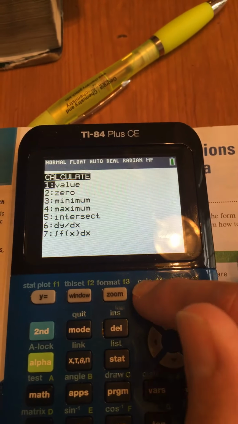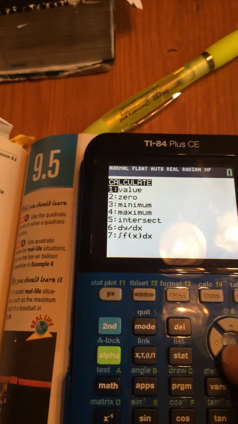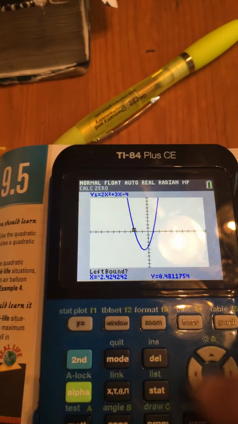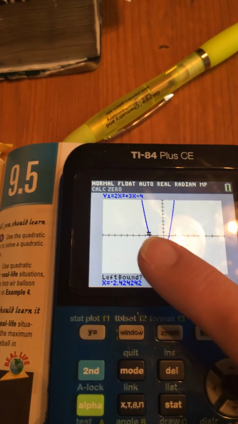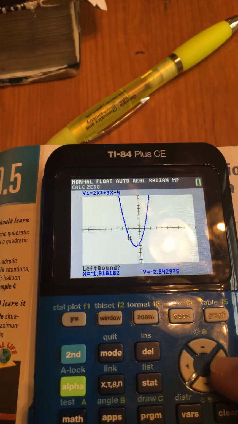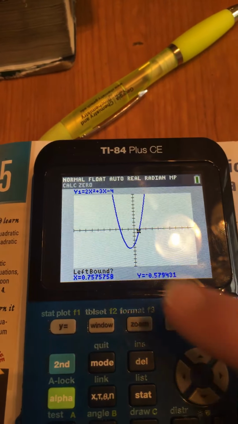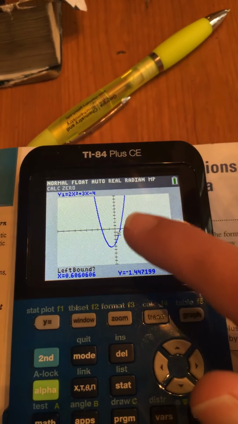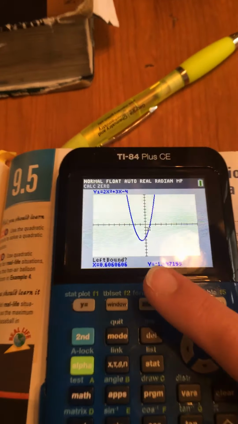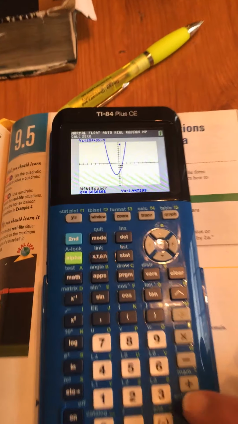So I go second calc, I go back to number 2, and now I've got to go to the other side. It says left bound. Well, I've already done this one, so now I've got to go to the left side of this one. And for this one, the left side is underneath the line. Do you see that? And so I hit enter, telling it, yep, I got it over there.